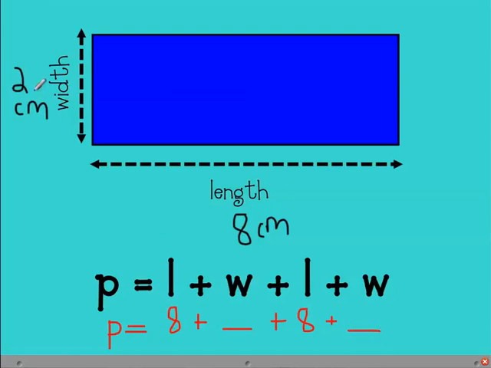And I know that my width is 2, it's right here, so I'm going to replace my widths with the number 2. So my formula, or my number sentence, now says perimeter equals 8 plus 2 plus 8 plus 2. And when I add all of those numbers together, I get that the perimeter of this rectangle is 20 centimeters. Please write down this formula for perimeter in your notes.